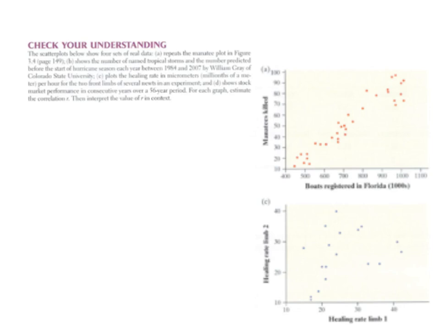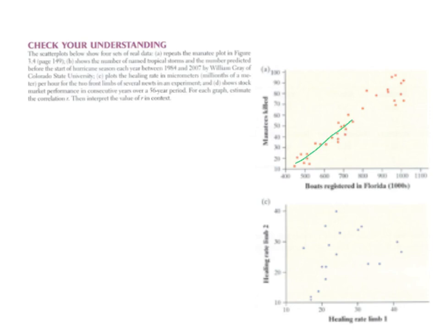Okay, so let's look at an example here. There are 4 graphs here, but we're only going to look at 2 of them. You're asked, for each graph, to estimate the correlation and then interpret the value of r in context. So we're going to look at graph A and graph C. Graph A is the manatee plot that we did before. So let's look at our correlation here.